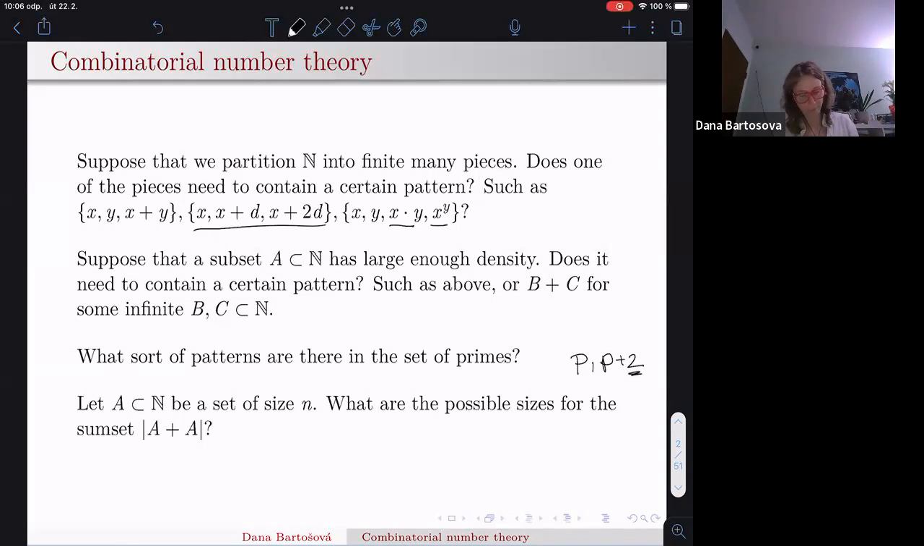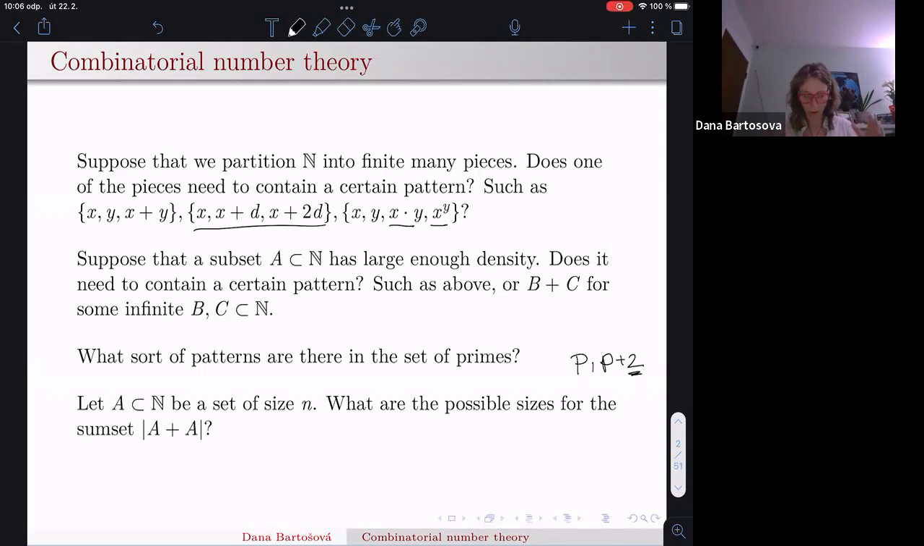They are too sparse. And then the last one, which is a finite array but still fits into this subject, is when I have some set of size n, or two sets. What are the possible sizes for the sumsets?